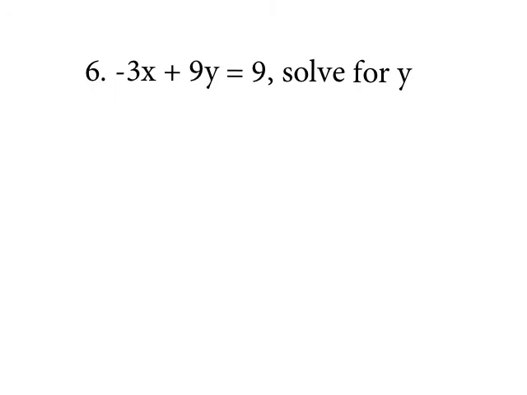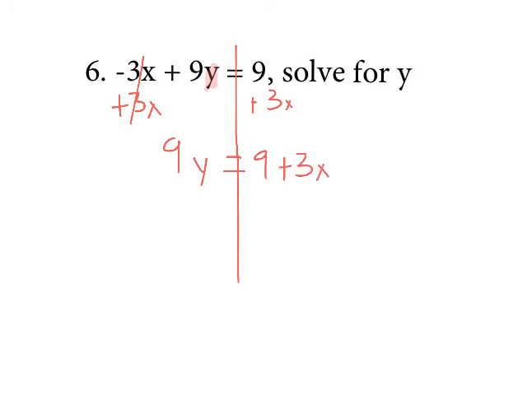Okay, we have solving for y. So I want to get rid of that x term first. Since it's negative, I'm going to add it. So I have 9y equals 9 plus 3x, since they are not like terms.